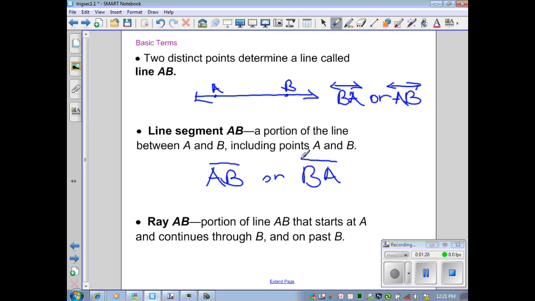A ray is a portion of a line AB that starts at point A and continues through B and on past B. So we could still use the diagram above, but the points we're really concerned about are from point A continuing to point B, and all points continued past point B. That can only be called ray AB because A is the starting point. This cannot be called ray BA. That is another set of different points.